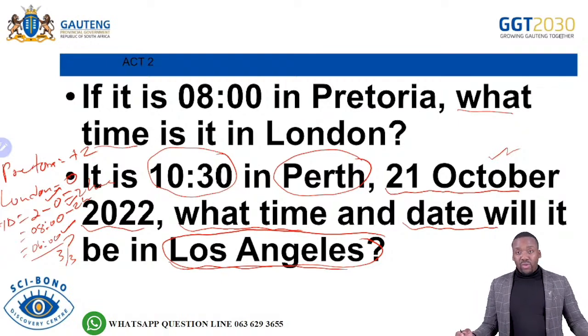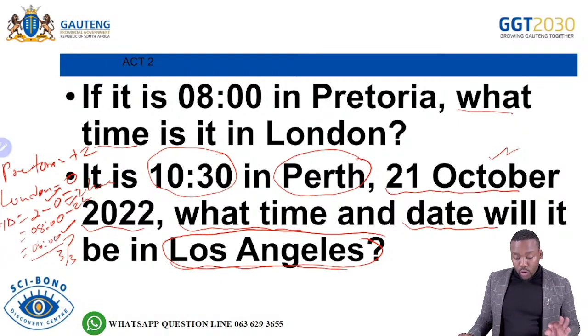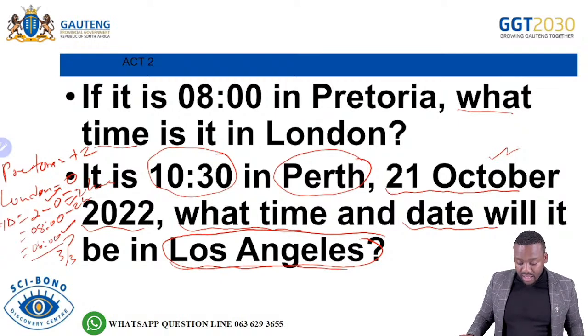I'm giving you 30 seconds to write down this second question. When we come back, we are back. Okay, let me give you a minute because you also need to try to answer it on your own before we do the correction. If it is 10 hours 30 in Perth, 21 October 2022, what time and date will it be in Los Angeles? I'm giving you a minute so that you can do this. When I come back, we're going to be doing the calculations.